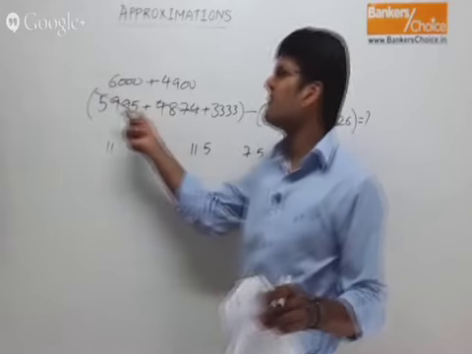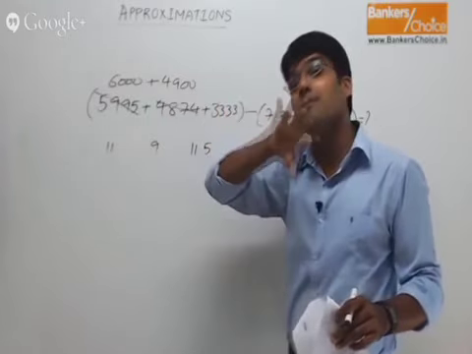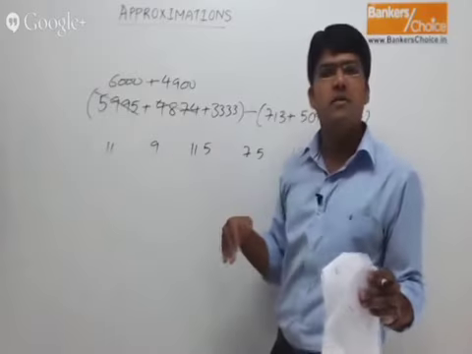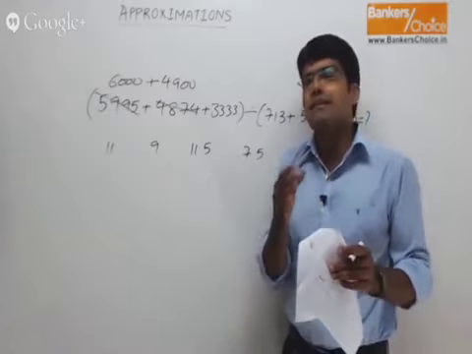So the point here is 5,995 taken as 6,000, close to 6,000. But the one point which you need to keep in mind is it's 5 more, so you have increased the value. Likewise, 4,874 we have taken as 4,900. So 26 more, right? So just keep in mind that you are increasing.